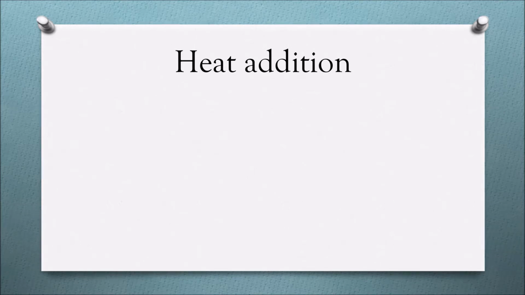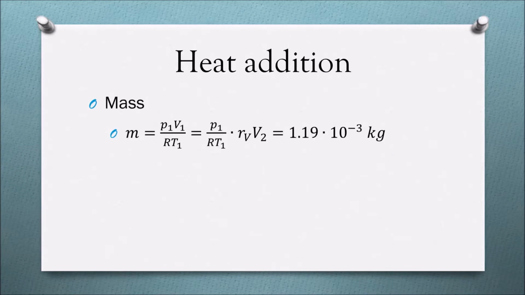We still need a couple of parameters to calculate the heat addition. The mass can be written by the help of the ideal gas law in any of the states. I used state number 1 as we know almost everything at that point. We only don't know the volume, but that can be calculated as the product of the volume at state number 2 and the compression ratio. This formula is valid because state number 2 has the lowest volume and state number 1 has the highest volume during the Otto cycle. The mass becomes 1.19 times 10 to the power of minus 3 kilograms.